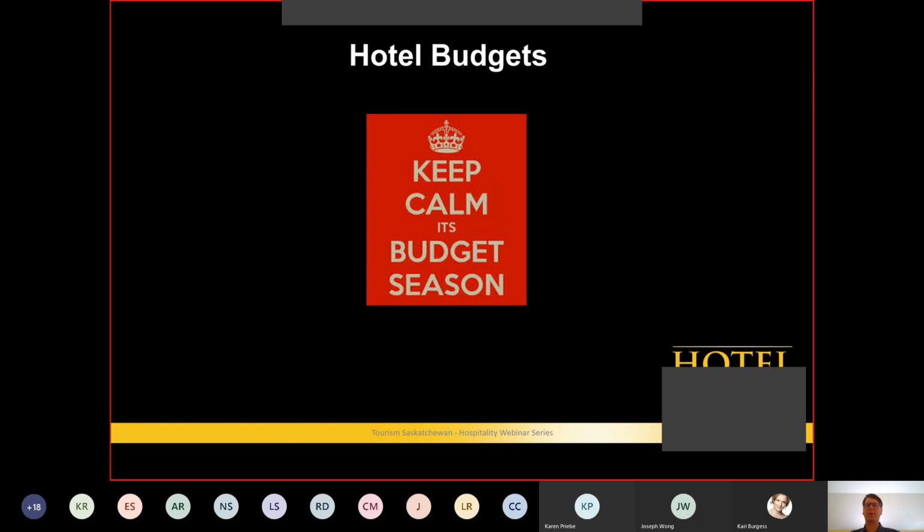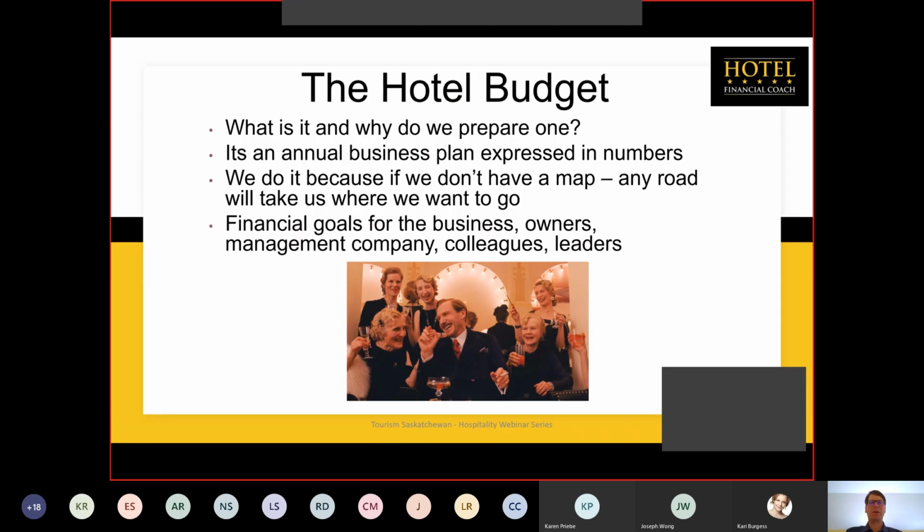Okay, I want to talk about hotel budgets just briefly, but budgets are a big deal inside of hotels. And I know for a lot of people, they kind of wonder what it's all about. So what is it and why do we prepare one? Well, the budget is really the business plan, but it's expressed in numbers. So it's basically what we want to achieve.